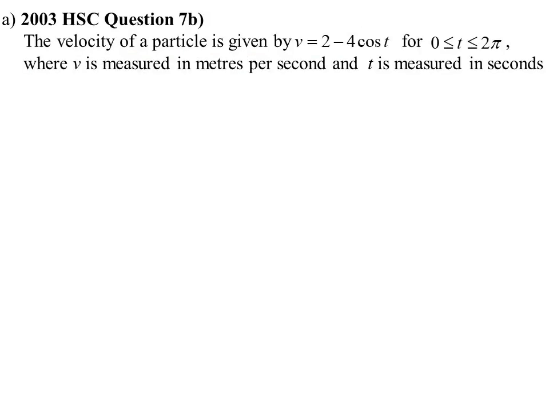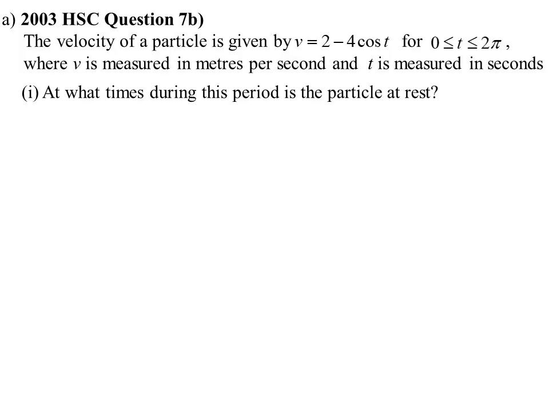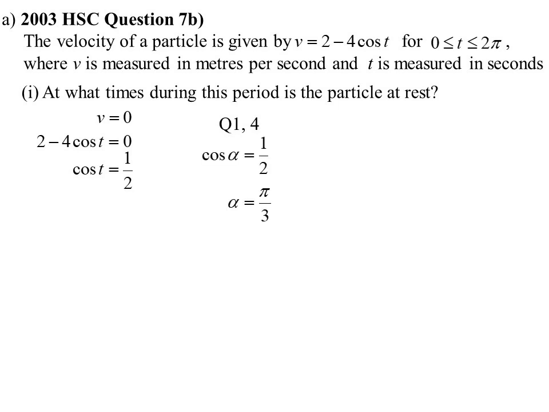Let's have a look at a couple of HSC questions. We have a trig function here for velocity. At what times is it at rest? The standard sorts of questions. Well, I know it's at rest when the velocity is equal to 0. It's just pretty much solving this trig equation. Cos t is a half. So if you're first quadrant or the fourth quadrant, acute angle pi on 3.